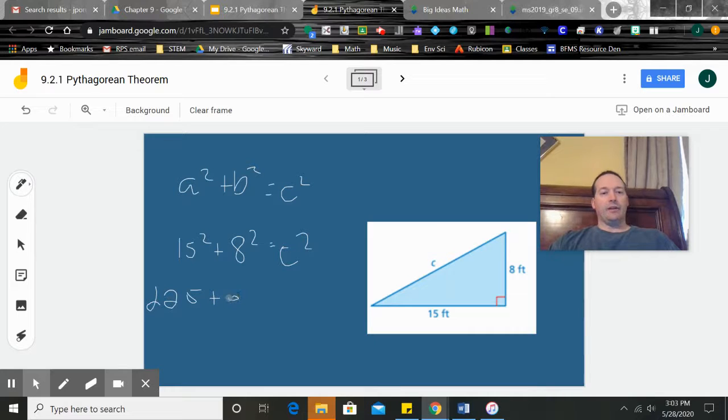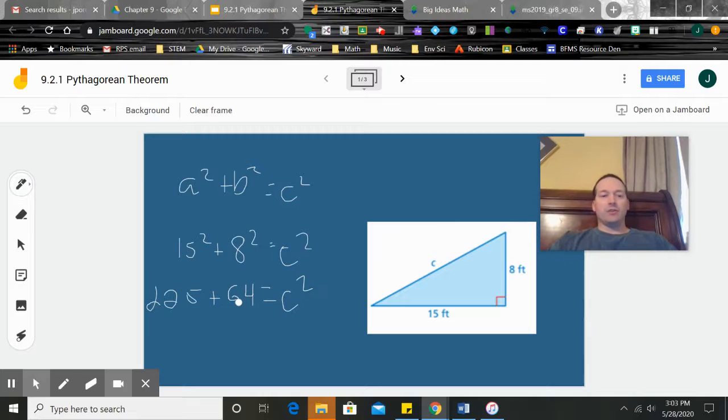8 squared is 64, and that's going to equal c squared. So what's 25 plus 64? I don't know. Let's go to a calculator to find out. No reason to calculate that in your heads. 25 plus 64 is 289. So 289 equals c squared.